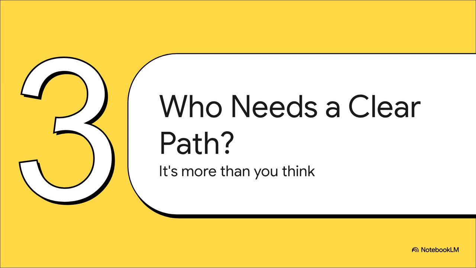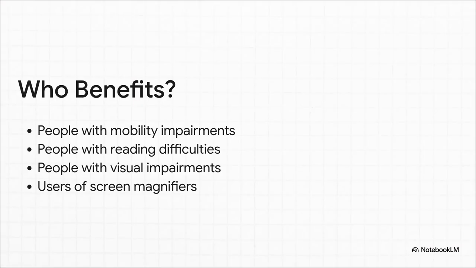Now, you might be thinking, okay, I get it, but this probably only affects a pretty small group of people, right? Well, you'd be surprised. A clear path actually helps a much wider range of folks than you might think. Let's take a look. Obviously, people with mobility impairments who can't use a mouse depend on this entirely, but so do people with certain visual impairments or reading difficulties, who can get really disoriented when the focus jumps around. And get this, think about someone using a screen magnifier, who can only see a tiny little portion of the page at once. If the focus suddenly leaps to somewhere off-screen, they're completely lost. It's like being teleported in the dark.